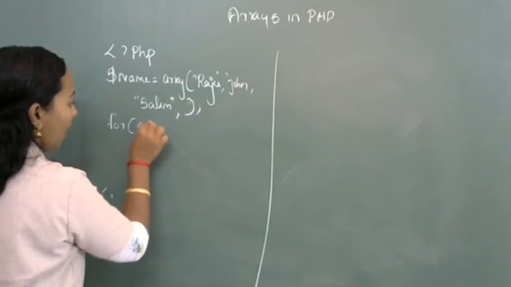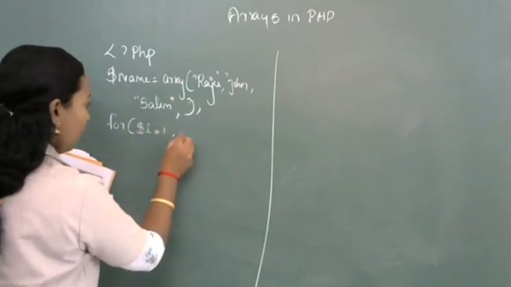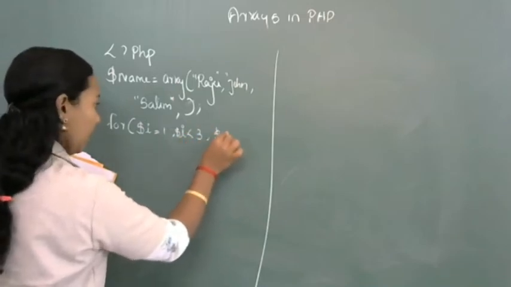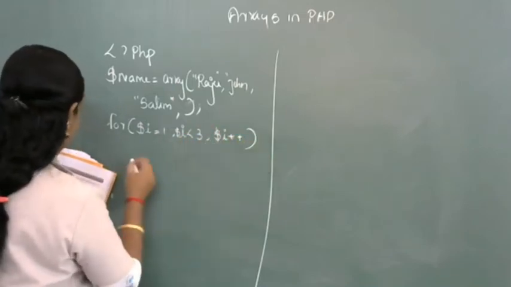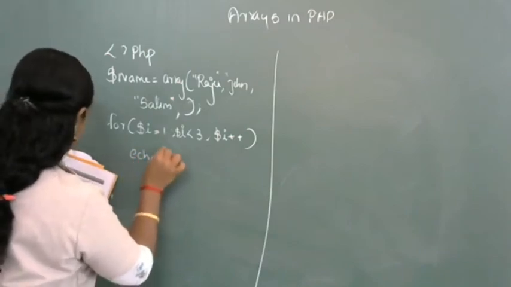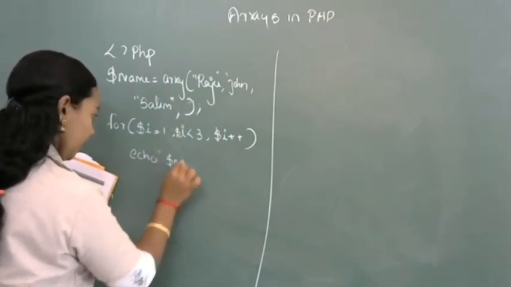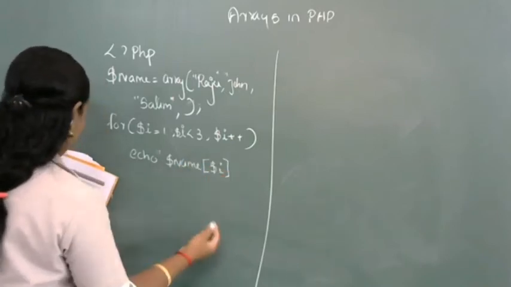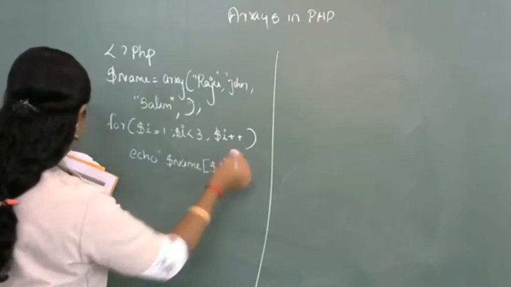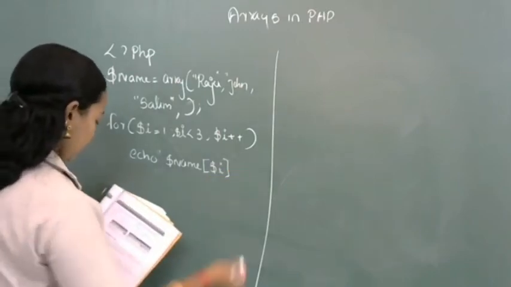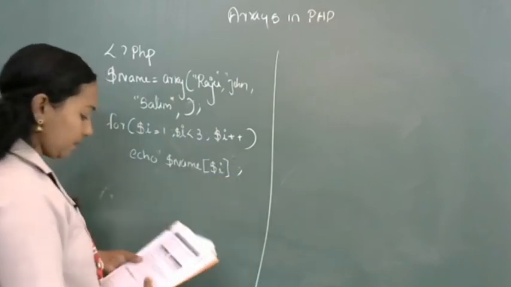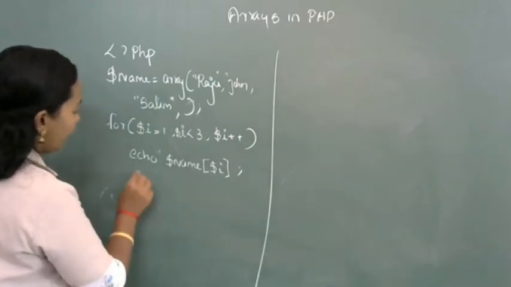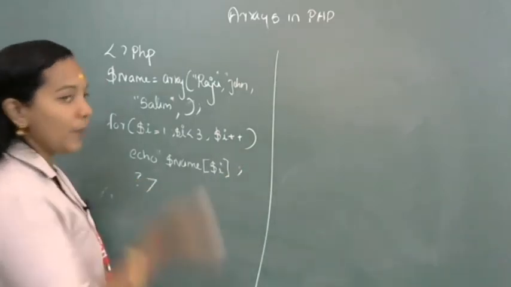Then after that I am going to use a loop. for ($i = 1; $i < 3; $i++). Echo $name[$i]. Name of $i, then semicolon. Then after that close the PHP tag.